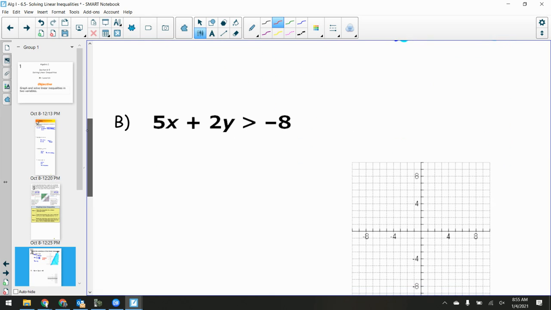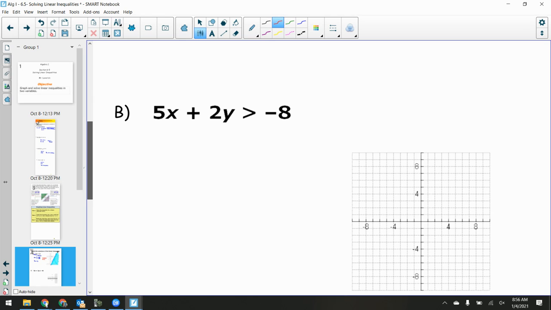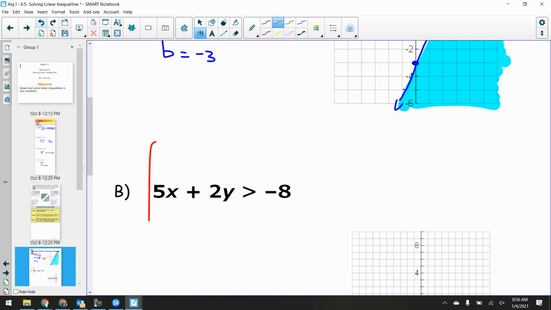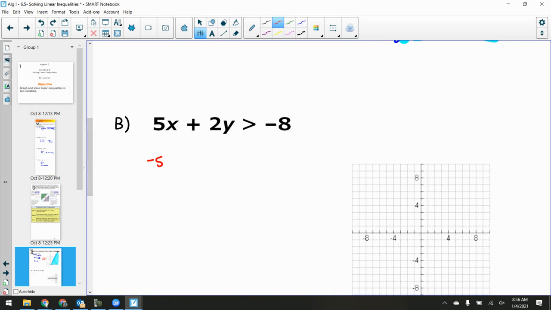Let's try another one here. Now, is this one solved for y? No. Okay, so let's practice. Let's solve for y. What's my first step in solving for y, David? Good. Subtract 5x. So that gives me 2y, negative 5x minus 8. And now we divide by 2.